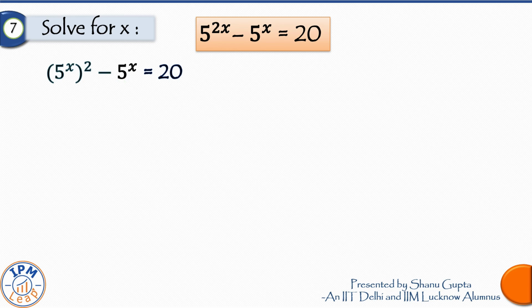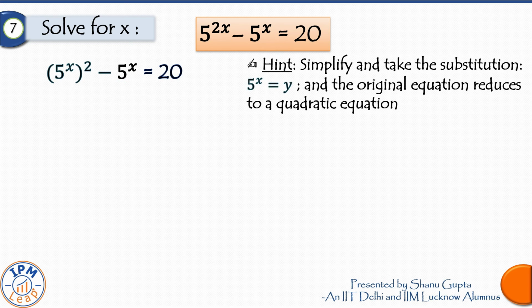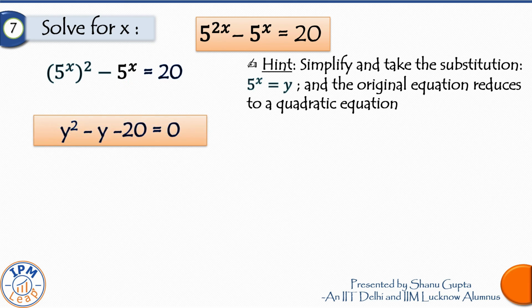So to solve this equation, we can take the substitution 5 raised to the power of x is equal to y. By doing so, the original equation reduces to a quadratic equation. If 5 raised to the power of x is equal to y, then 5 raised to the power of 2x is equal to y square. So after substitution, our equation looks like y square minus y minus 20 is equal to 0.